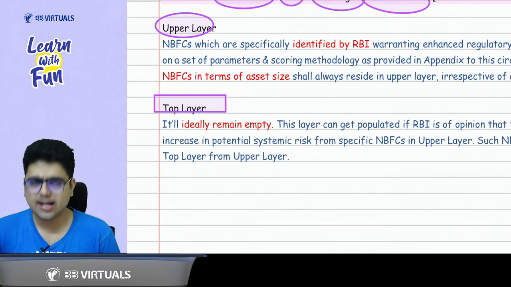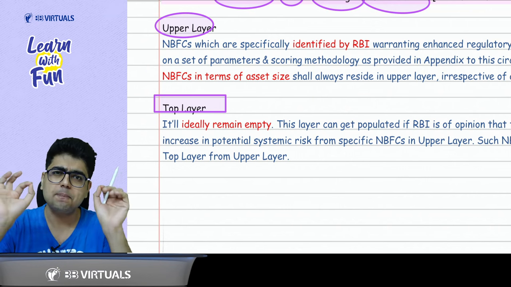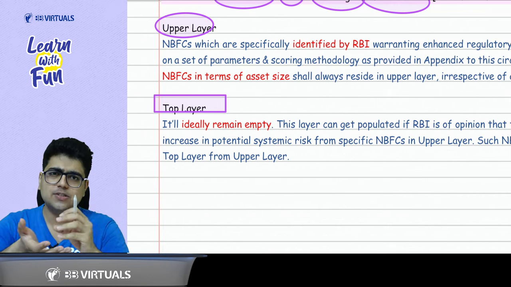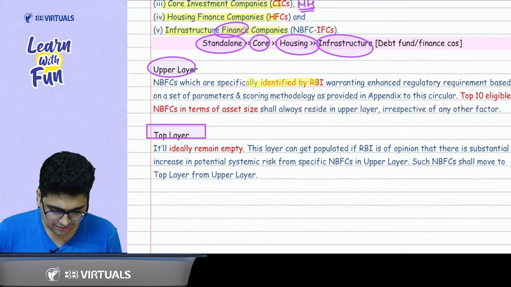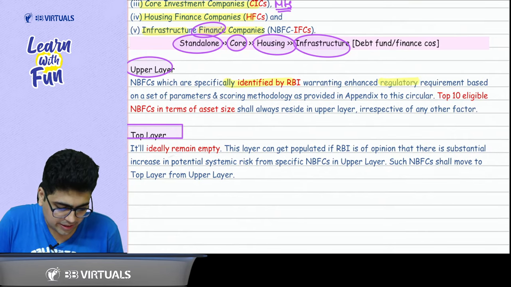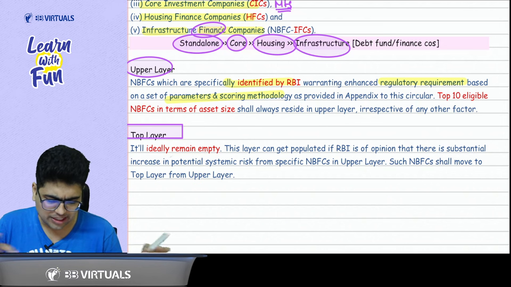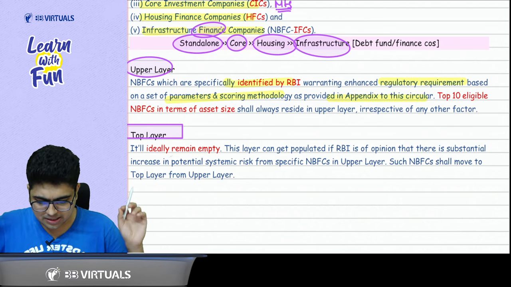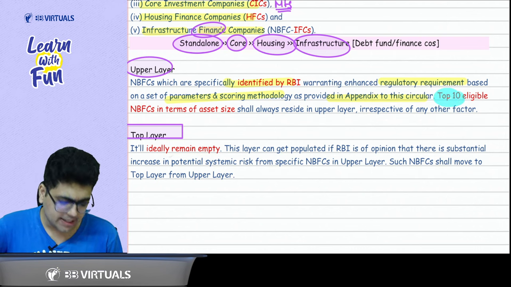NBFCs in the upper layer will be identified by RBI, based on their riskiness and how much systemic risk they have. RBI identifies those where it feels it needs to enhance the regulatory requirements and put in more regulations, based on its own set of parameters and scoring methodology. Nothing to worry about here. We need not even go through the appendix, not a part of our syllabus. But the best thing that you need to remember from an MCQ point of view is top 10.